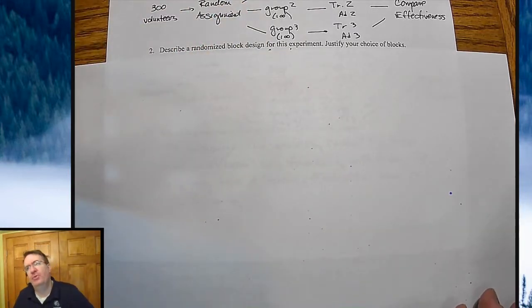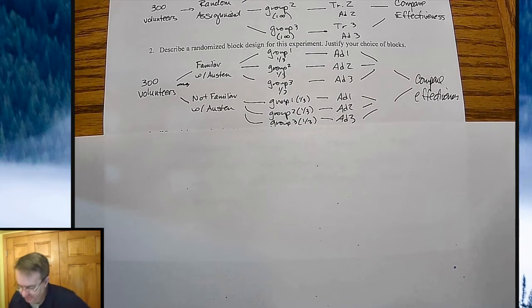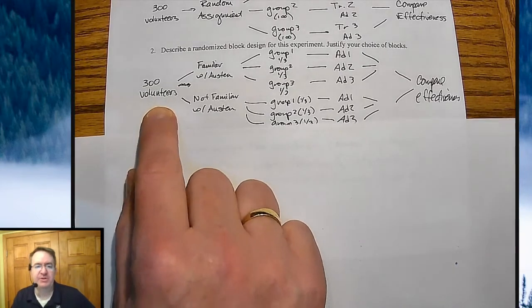You could do college educated, all sorts of different things. The one that we picked here, and the one that Stats Medic suggests, is that we're going to take our 300 volunteers and we're going to split them up into 2 groups.